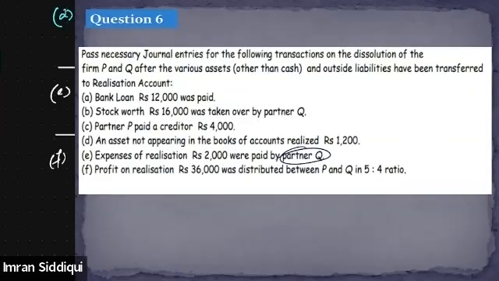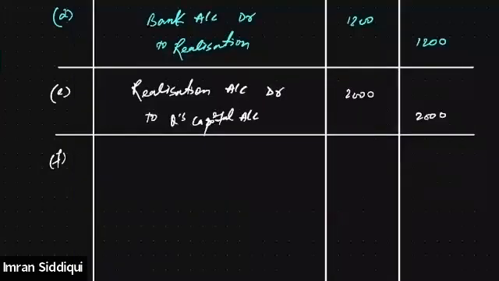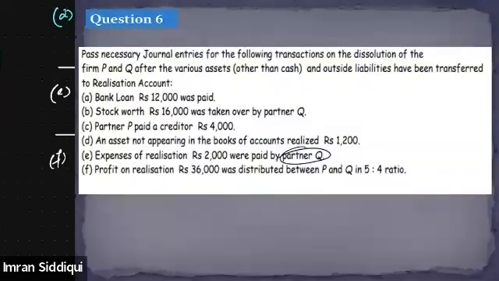Then in the next transaction, it says profit on realization 36,000 was distributed to P and Q in the ratio of 5:4. Tell me anyone, what will be the general entry for this, the last adjustment? Profit being distributed. Realization account debit to P capital account and Q capital account. Perfect. Very good, Alexander. That's great.